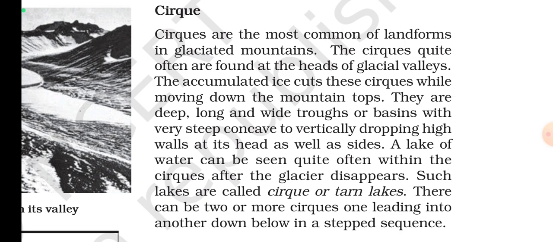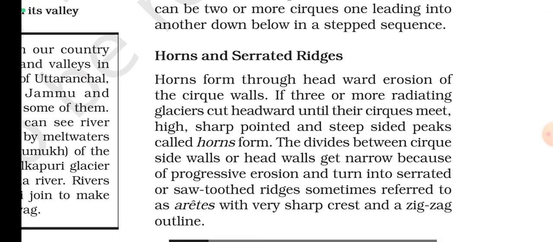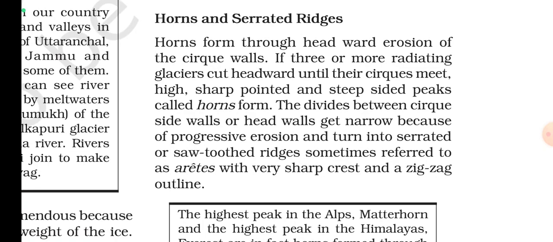A lake of water can be seen quite often within the cirques after the glacier disappears. Such lakes are called cirque or tarn lakes. There can be two or more cirques, one leading into another down below in a stepped sequence. Horns and serrated ridges. So horns form through headward erosion of the cirque walls.